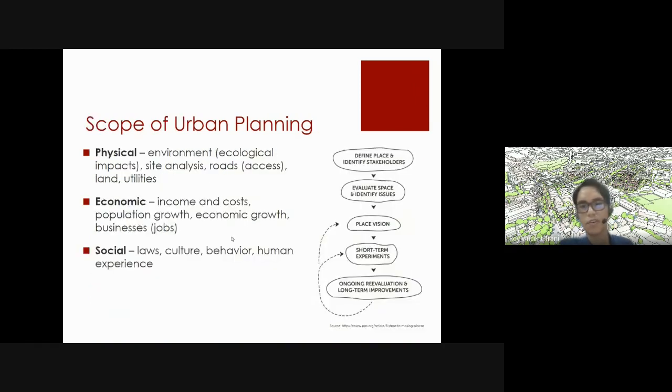So the scope of urban planning, just to familiarize ourselves. This is an older diagram. The newer one is in your Canvas, but it's pretty much the same. Identifying stakeholders and the site, identifying the issues of your site, placing a vision, and then, instead of short-term experiments, that's your monitoring and evaluation, and also implementation. Okay.